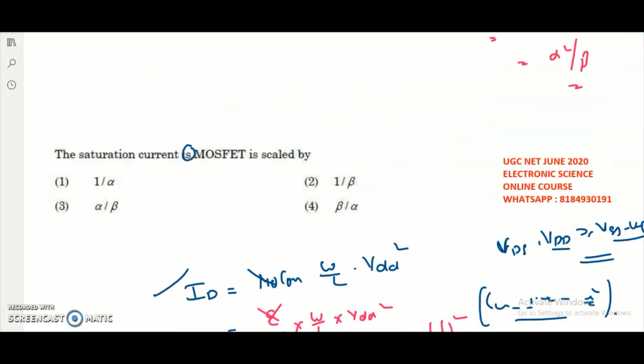So 1 divided by beta is the correct answer, that is the second option is the correct one for the saturation current of the MOSFET if it is scaled by how much amount? 1 divided by beta amount.